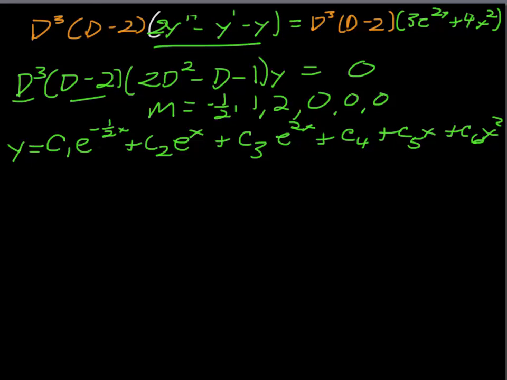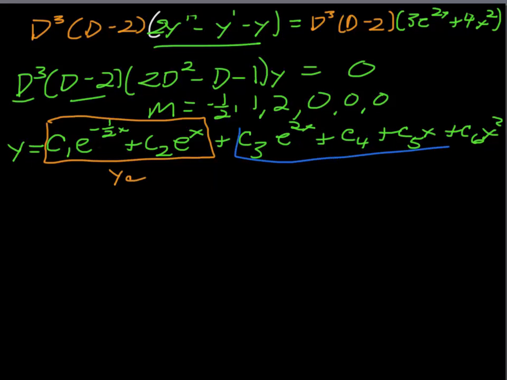So if you notice, this is yc, and all of this is yp, and this is what we have to solve for. Okay, now I'm going to let this be A, let this one be B, let this one be C, and let this one be D, because it's easier to write than all of these C3, C4, C5, C6s. So what we have to do now is put this back into the original equation.